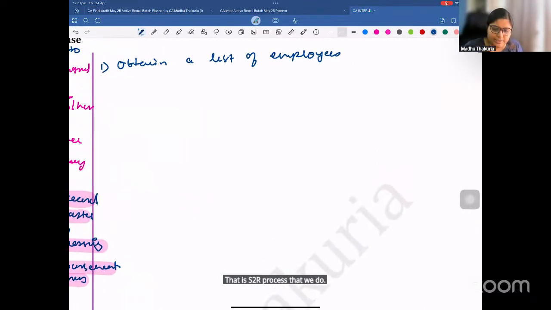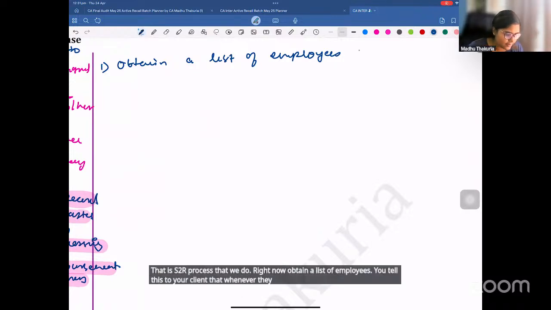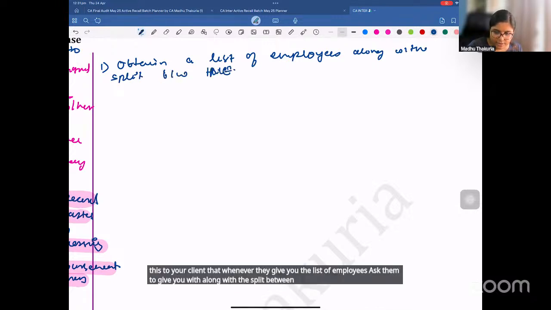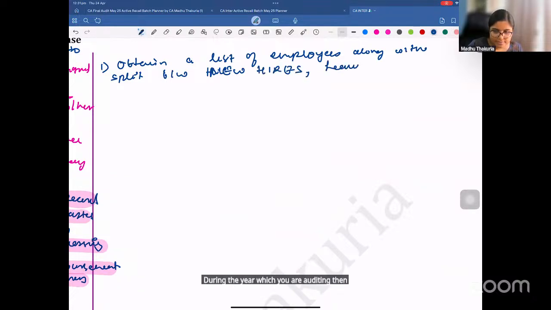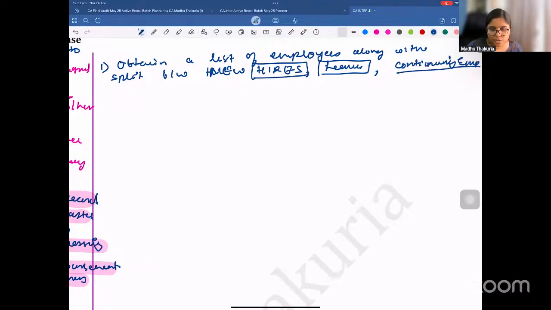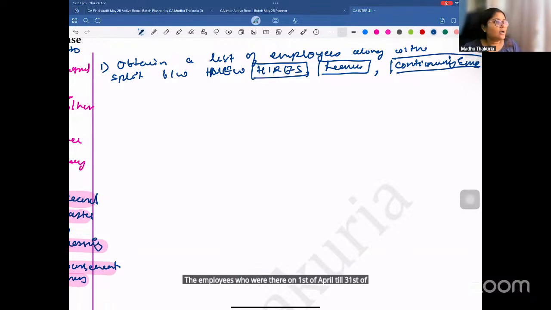Now, obtain a list of employees. You tell this to your client that whenever they give you the list of employees, ask them to give it along with the split between new hires during the year which you are auditing, then leavers, the people who left, and continuing employees, the employees who were there from 1st of April till 31st of March, the period that you are auditing, right?